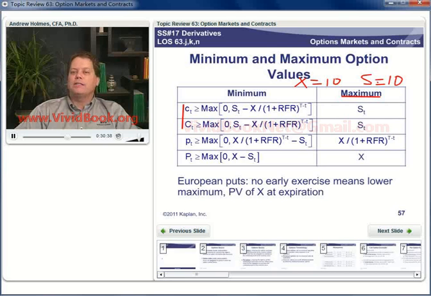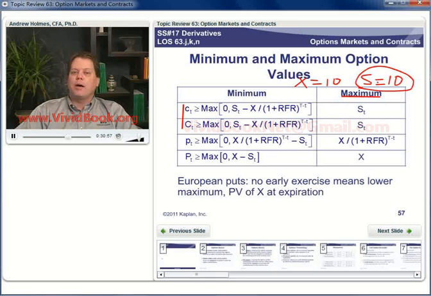Well, what this is saying is that it'll never trade for more than $10, right? You're not going to buy an option to buy a stock for $10 and then pay more than $10 for that option. So the maximum that an option can trade at is up to its stock price, the current stock price or current spot price. So the maximum is going to be S.